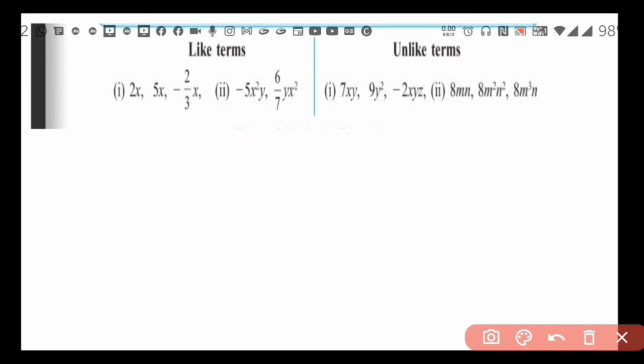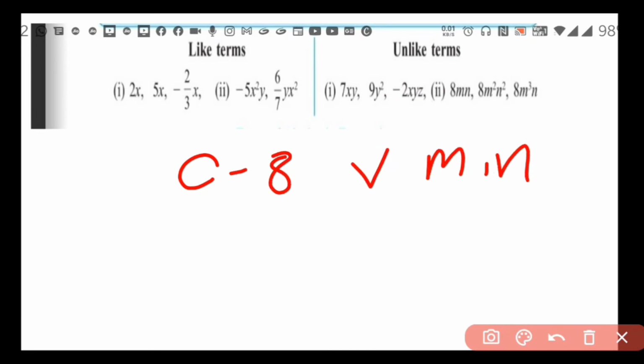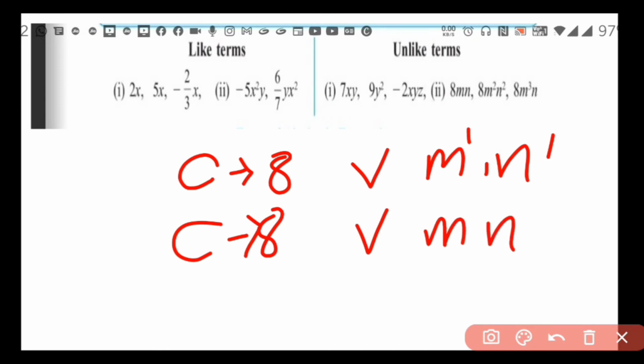Now let us see the next example. 8mn, that means here the coefficient is 8 and the variables are m and n with indices 1 and 1. Now in the second term, the coefficient is 8 again, but the variables are m and n with indices 2 and 2. Both have index 2: m square n square. So we cannot say they are like terms. In the third term also the coefficient is the same.